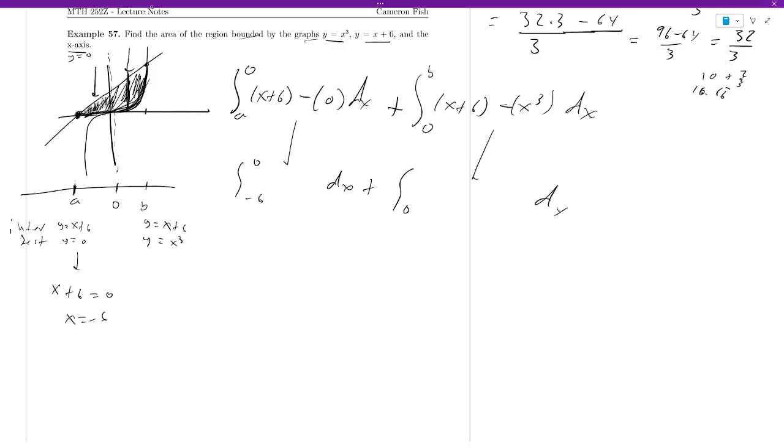Just copy this stuff, right? Actually, let's just write down, because we can simplify as we go. x plus 6, and this one is x plus 6 minus x cubed. Okay, and then for b, we just set these equal to each other. x plus 6 equals x cubed. So x cubed minus x minus 6 equals 0. You don't have to do this, but it's a good idea to write it on the right side there.